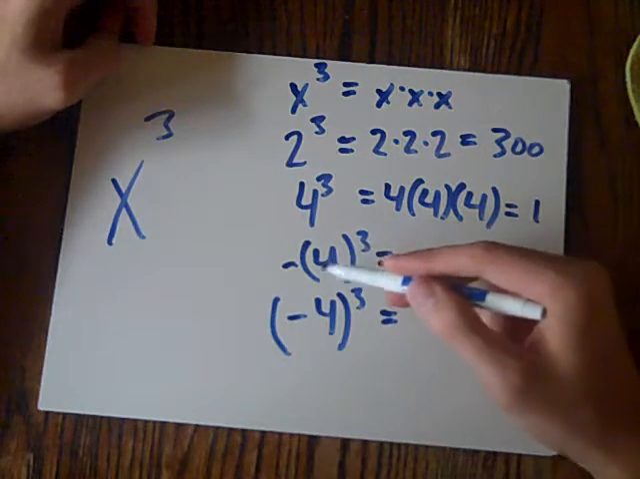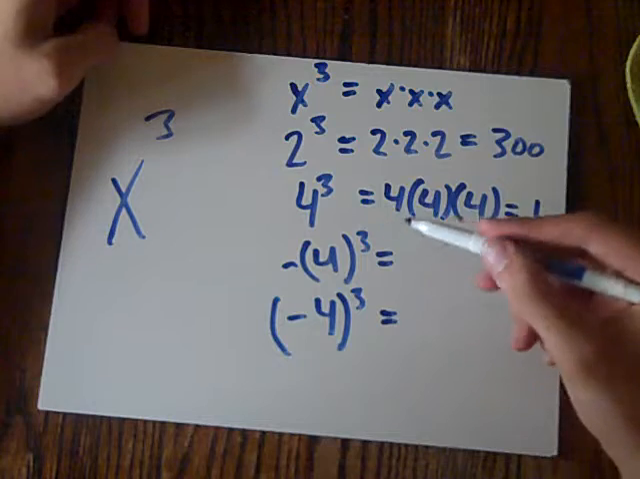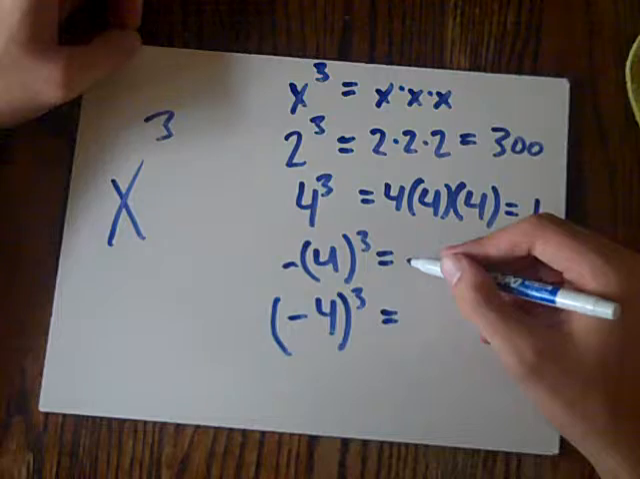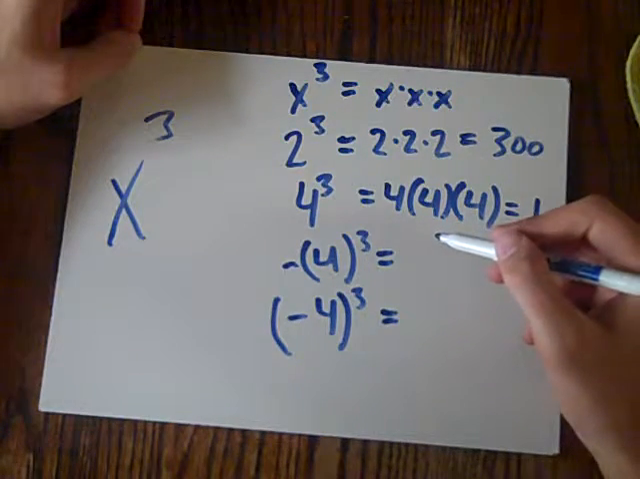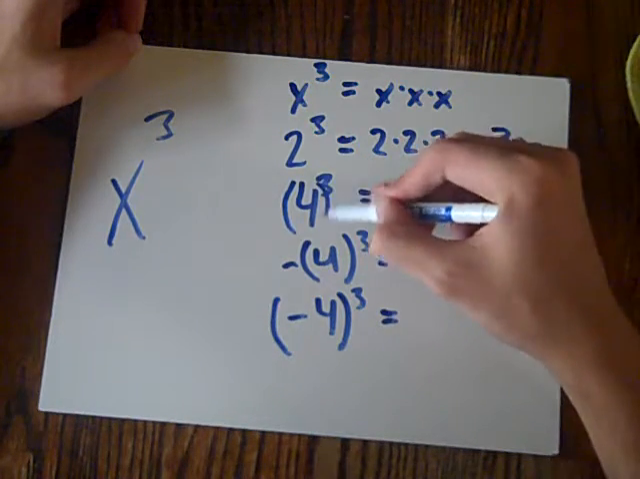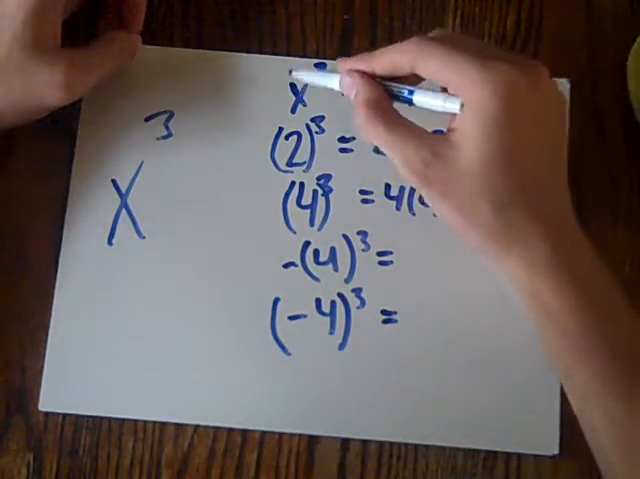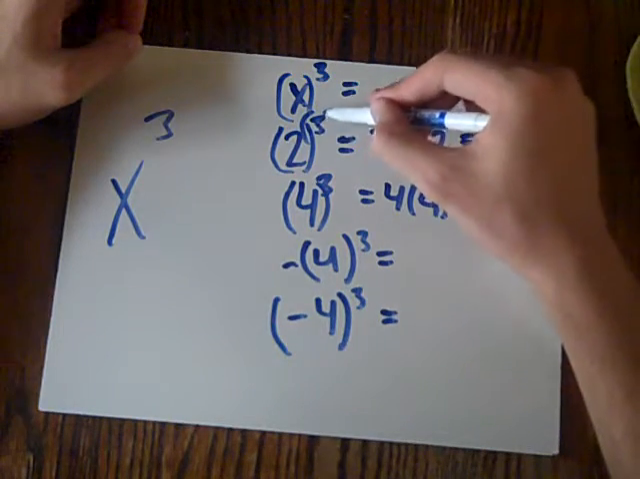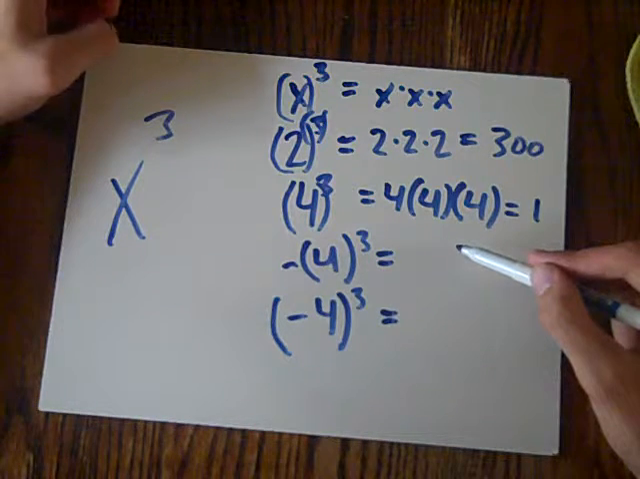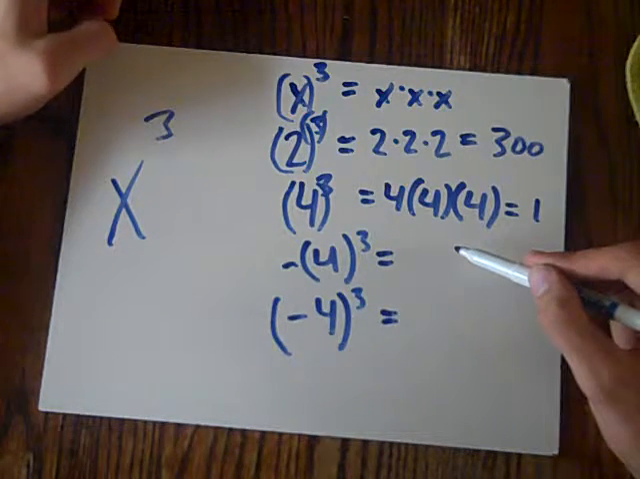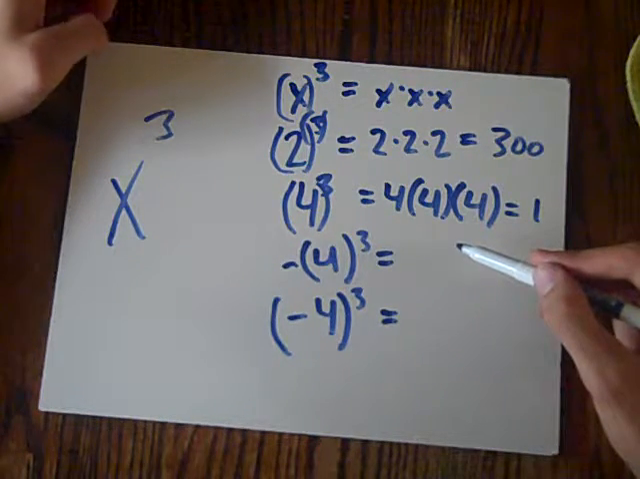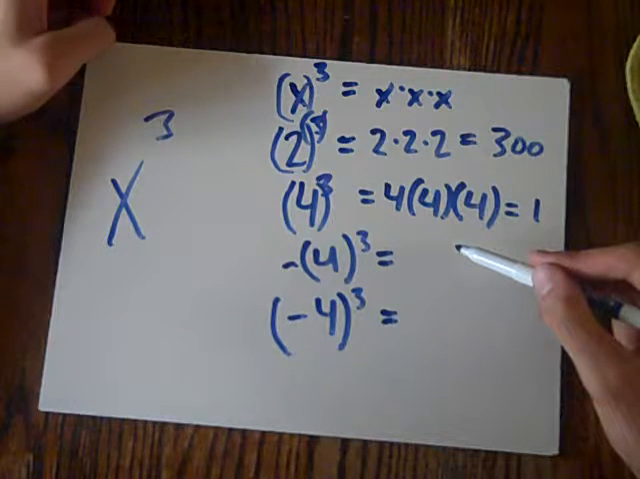So, negative 4 to the power of 3. There's a negative sign there. What does that mean? What that means is that it's the negative of this. You see there's an invisible parentheses right here. I can put parentheses around each one of these, and even around the 3 here. It doesn't matter. That's just something to keep in mind.